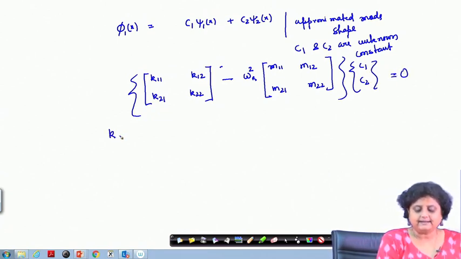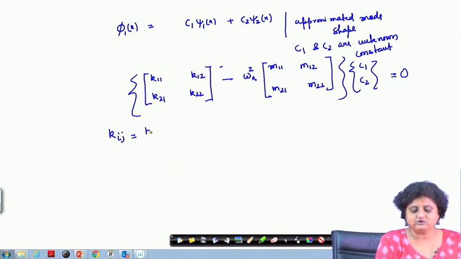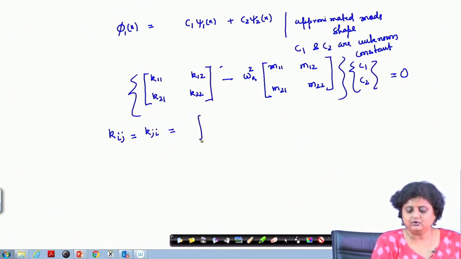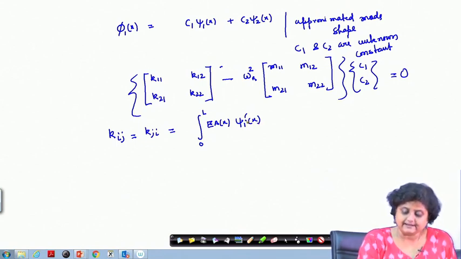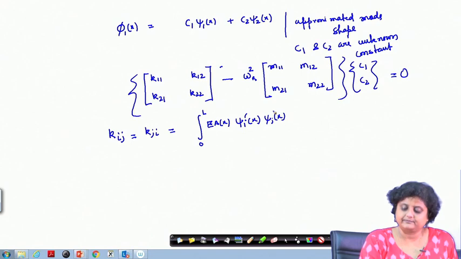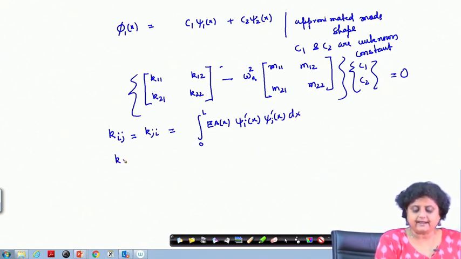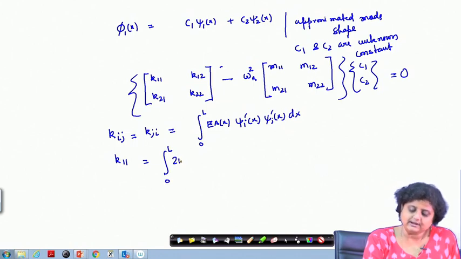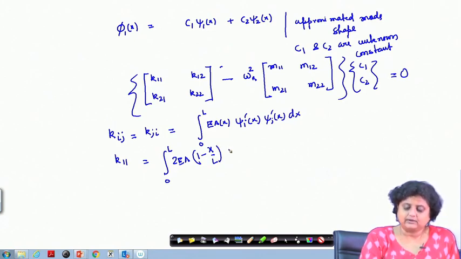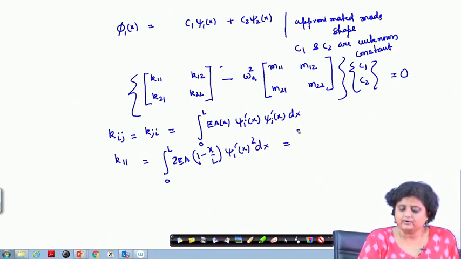Now, I know that k i j, which is equal to k j i, is the integral from 0 to L of E A x into psi i dash x, psi j dash x into dx. Therefore, K11 is going to be the integral from 0 to L of E A x, which is 2 E A, and psi 1 dash x whole square into dx.